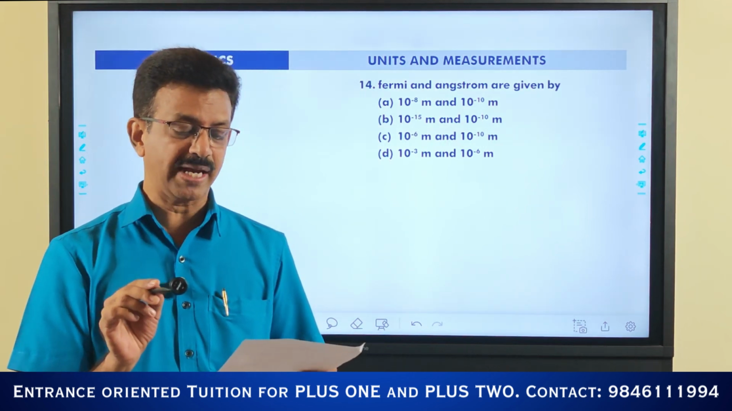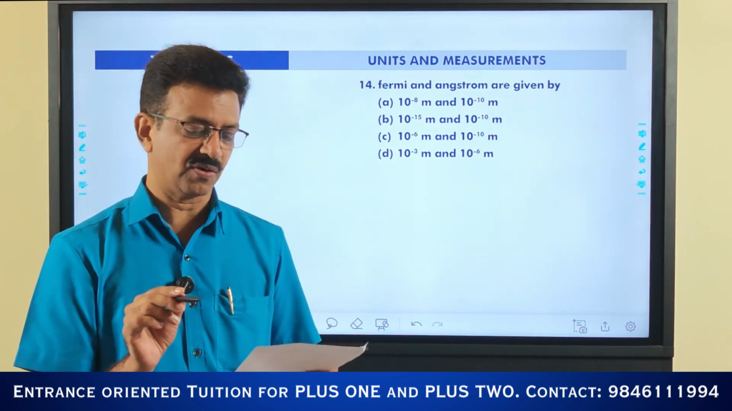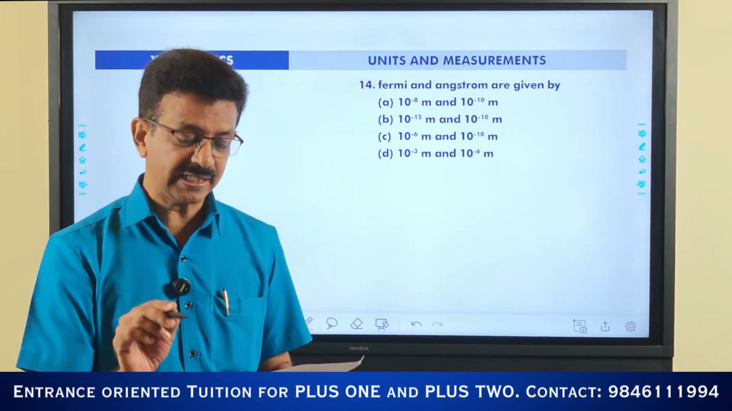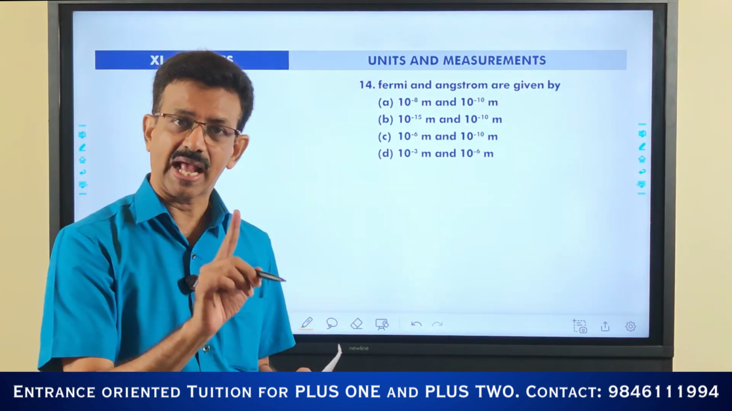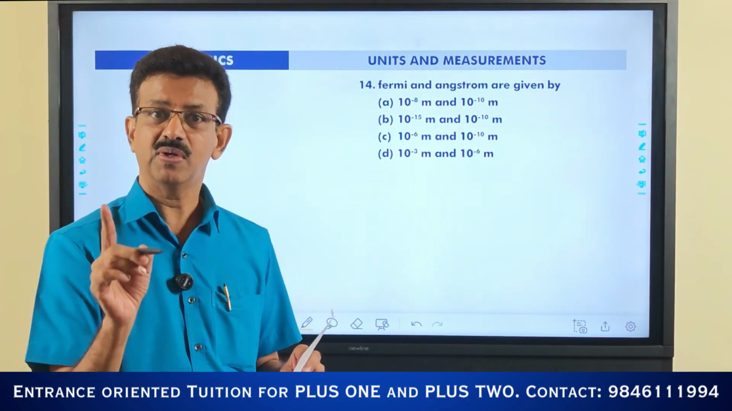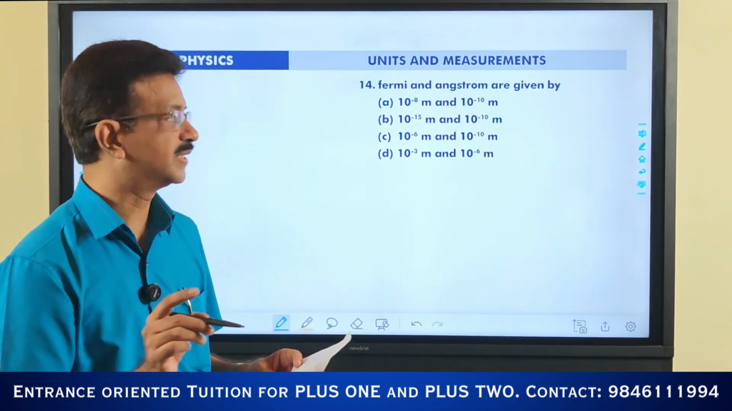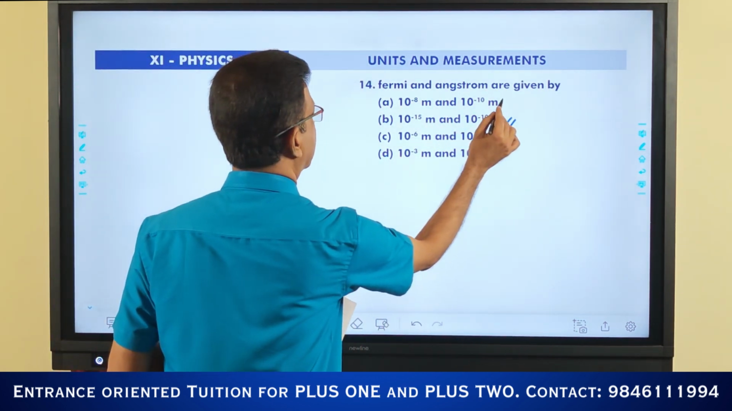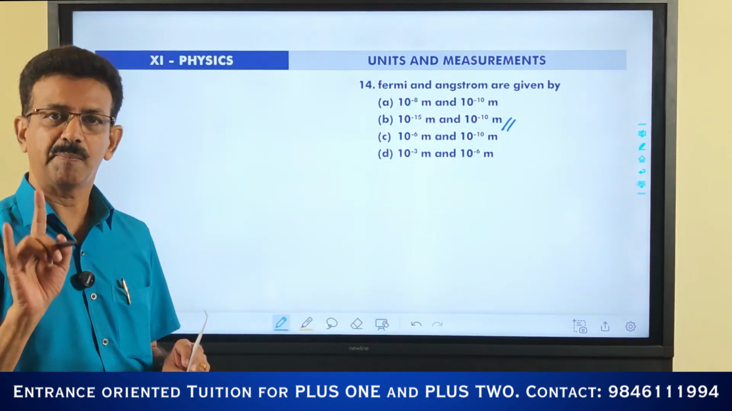First choice is 10 raised to minus 8 meter and 10 raised to minus 10 meter. It is wrong. One Fermi means 10 raised to minus 15 meter. B choice is 10 raised to minus 15 meter and 10 raised to minus 10 meter. That's the correct answer. One angstrom equals 10 raised to minus 10 meter, and one Fermi equals 10 raised to minus 15 meter. Therefore, the answer is B.